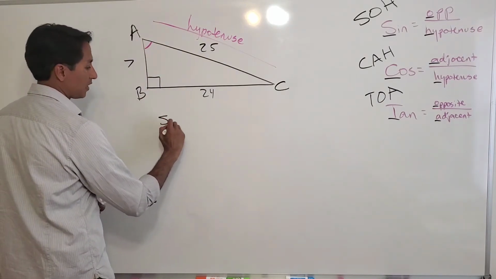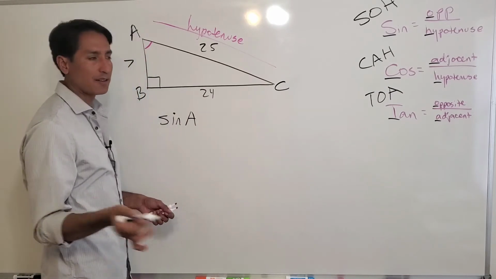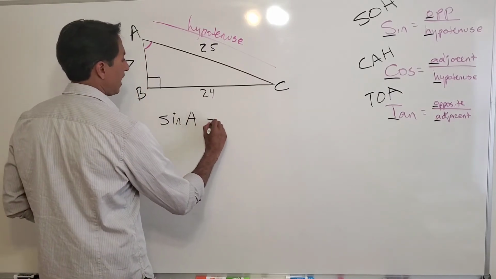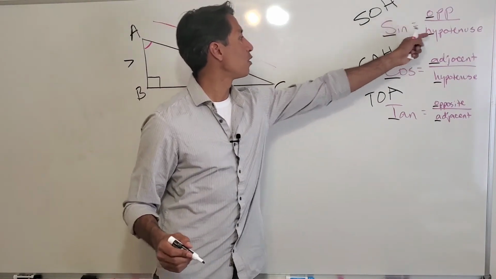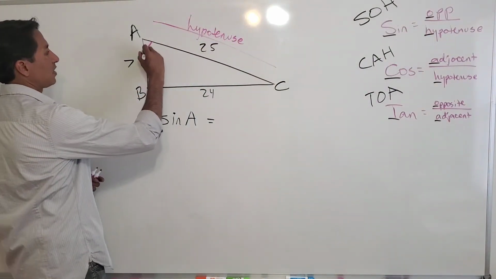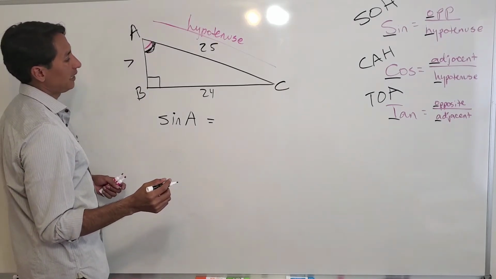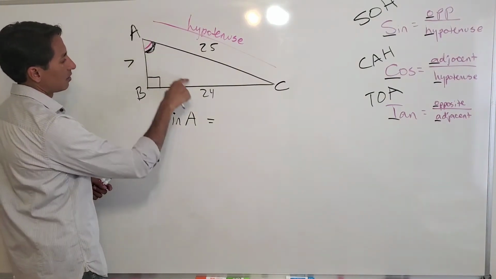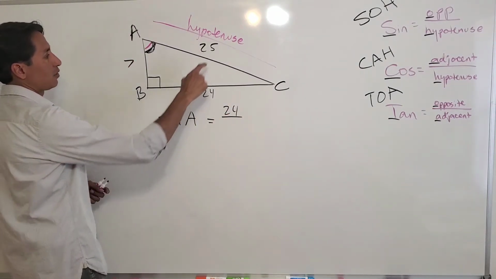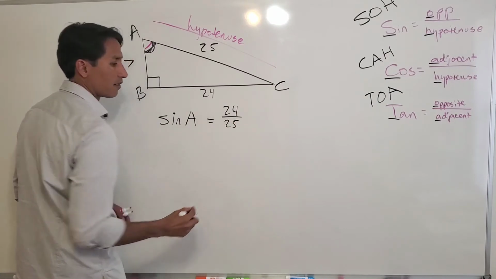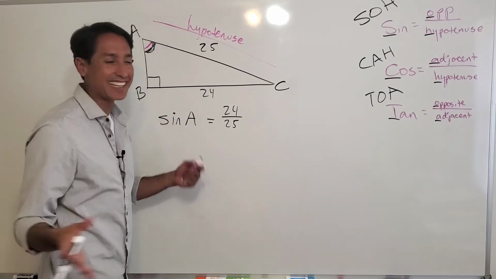So we would have the sine A. If you want to put the degree sign, you can. I don't think the book does. Sine A is equal to what? Well, sine is equal to opposite over hypotenuse. So if this is the angle that I'm using, what would be the opposite? 24. And what would be the hypotenuse? 25. Okay? That's all they want you to do. And I hope you're saying, oh my gosh, that's easy.